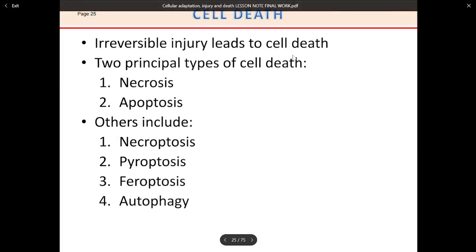Irreversible injury leads to cell death. Now, the two principal types of cell death include necrosis and apoptosis. Others include necroptosis, pyroptosis, ferroptosis, autophagy.